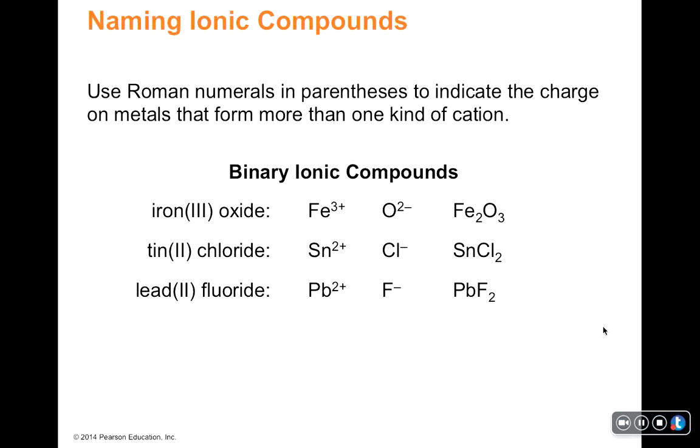Check the charges. We have 1 lead with a +2 charge, so the total charge on lead in that compound is +2. We have 2 fluorine ions. Each of them have a -1 charge. Total charge on fluorine there is -2. So +2 and -2 give us a net 0 charge.